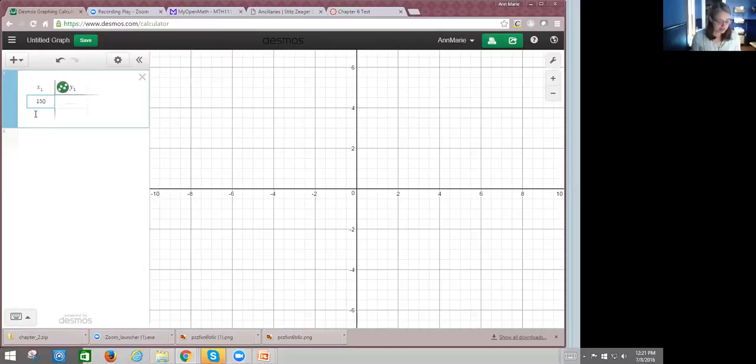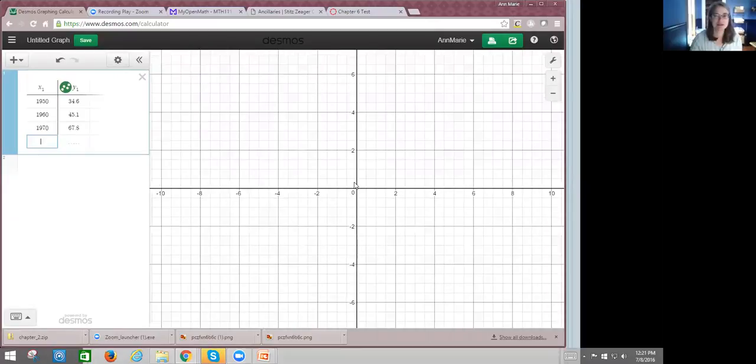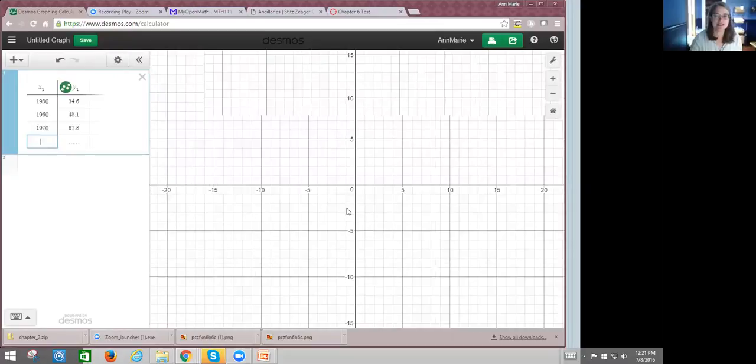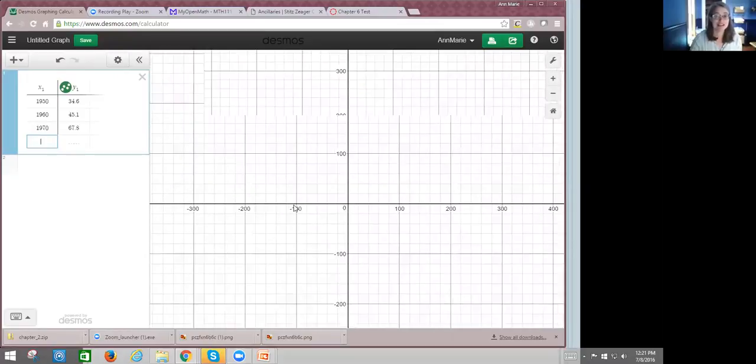So year 1950, we used 34.6 quadrillion BTU of energy. 1960, that increased to 45.1. 1970, 67.8. You see none of these are showing up on my graph. That's just because I have to zoom way out. There they are, right here.